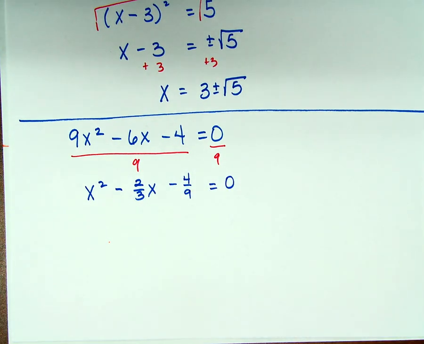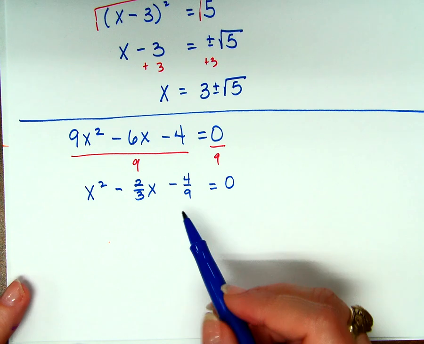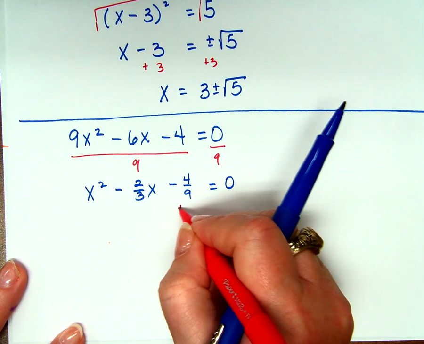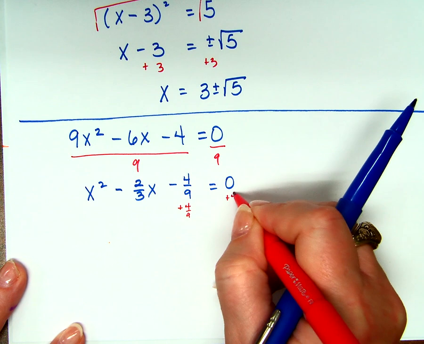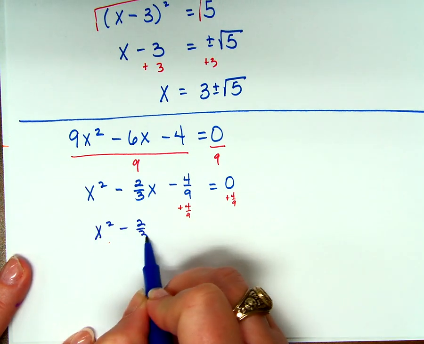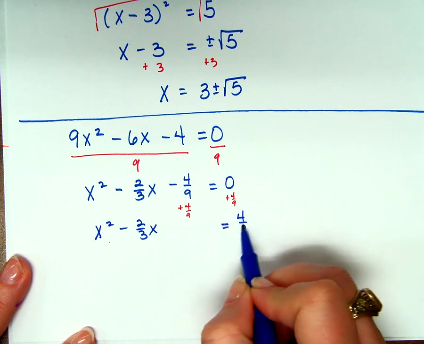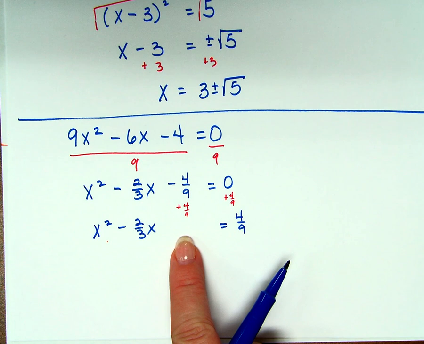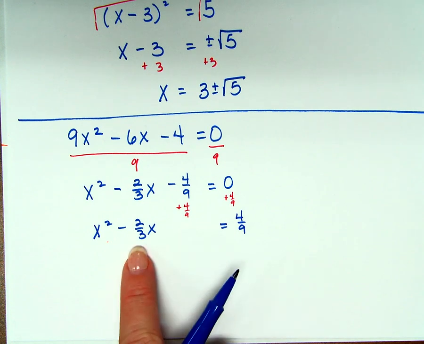Now just remember your steps. I know there's fractions. Please do not freak out. You'll be all right. What do I do first? I got to get rid of that, right? So I add 4/9 to both sides. X squared minus 2/3 x equals 4/9. Well, it goes in the blank right here. How do I get it? Divide this by 2 and square, right?